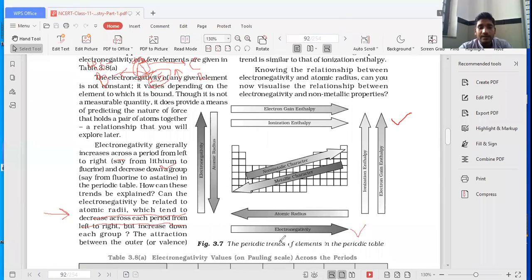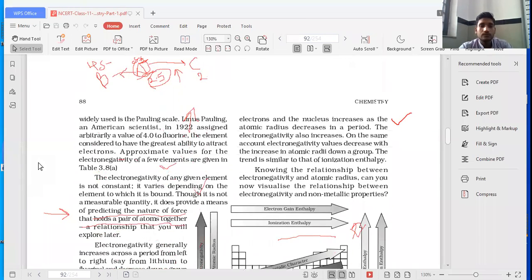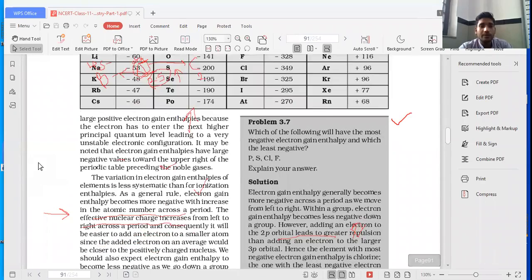See, electronegativity is increasing as we move along a period. Okay? Electronegativity is increasing. And when we go down the group, then what happens? Electronegativity decreases when we go down the group. When we go up the group, from below to up, electronegativity increases. Clear? In your periodic table, the previous pages I have shown you the periodic table.